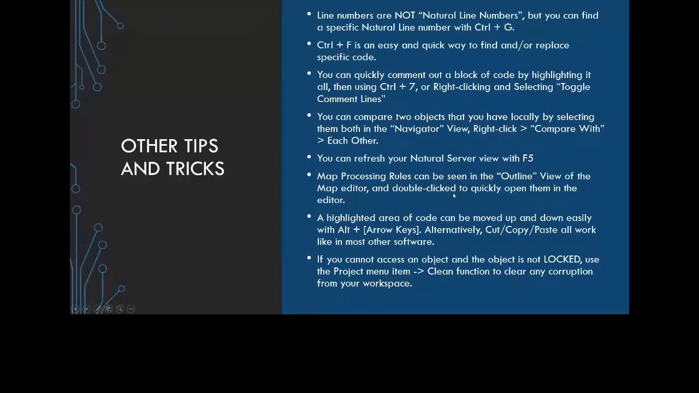You can move a whole highlighted area of code by highlighting it with the mouse and then holding down the Alt button and using the arrow keys. Alternatively, just like most Windows applications, you can cut, copy, and paste, which is pretty nice. And if you cannot access an object and the object is not locked, use the project menu clean function to clear any corruption from your workspace. This is really handy.